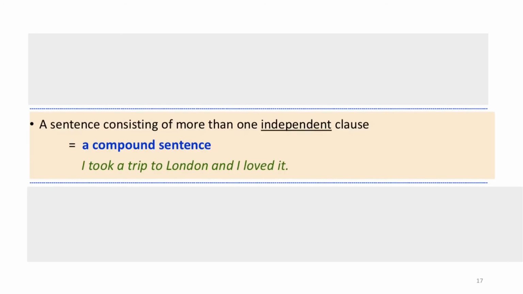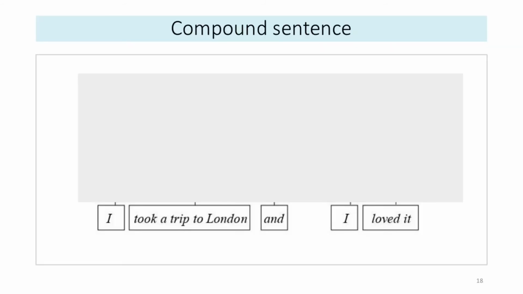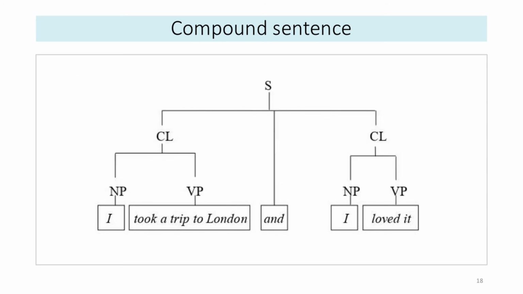Having discussed simple sentences, now let's look at compound sentences. A compound sentence consists of more than one independent clause. For example, I took a trip to London and I loved it. As illustrated here in this diagram, the first clause is I took a trip to London, and the second clause is I loved it. Both of them are independent clauses.